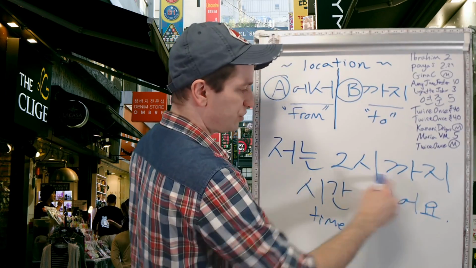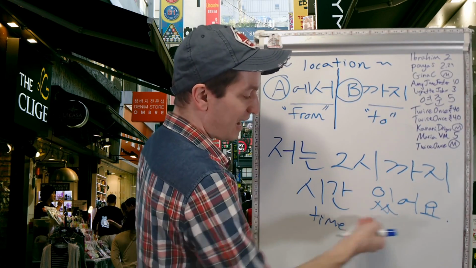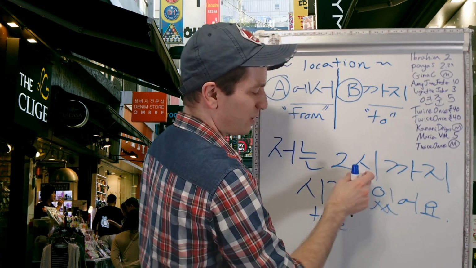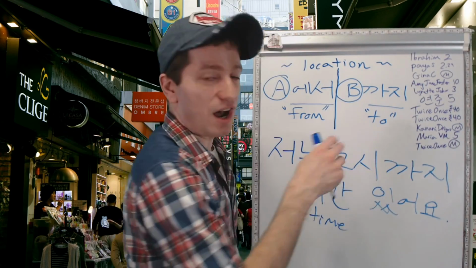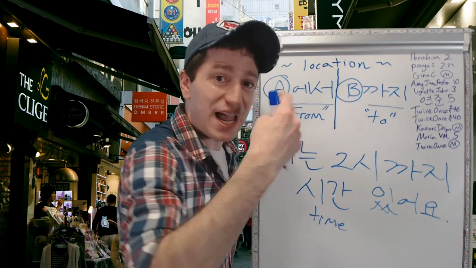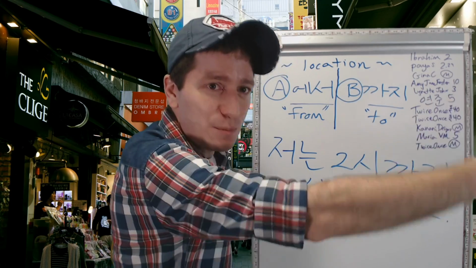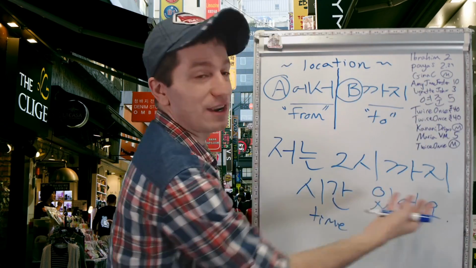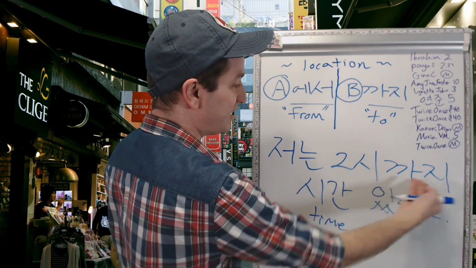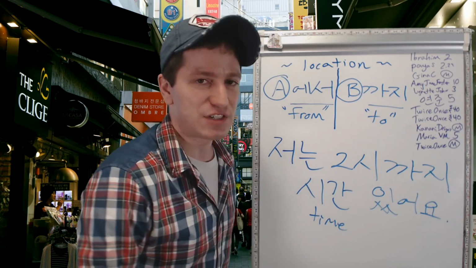Please. 저는 2시까지 시간 있어요. I have time, so by 2 o'clock. Until 2 o'clock. Up to 2 o'clock. So I have time now until 2 o'clock, up to 2 o'clock. I have time, or there is time, literally. 저는 2시까지 시간 있어요. I have time until 2.